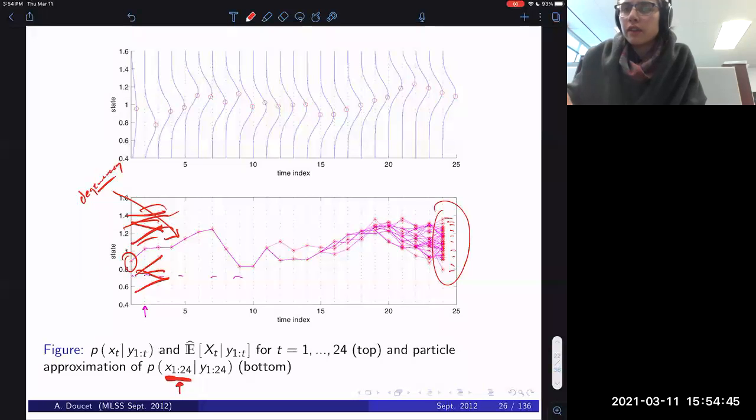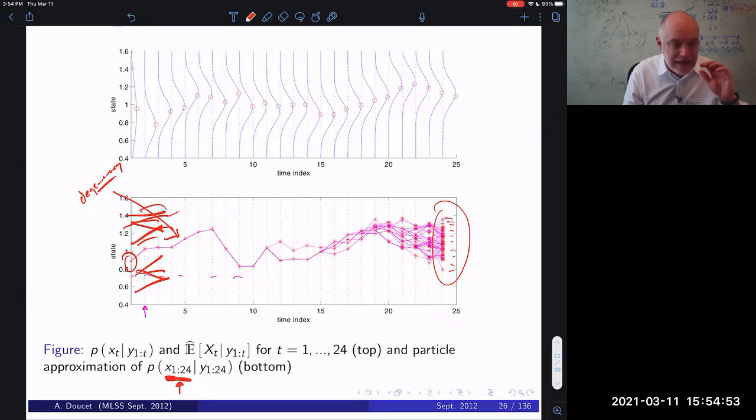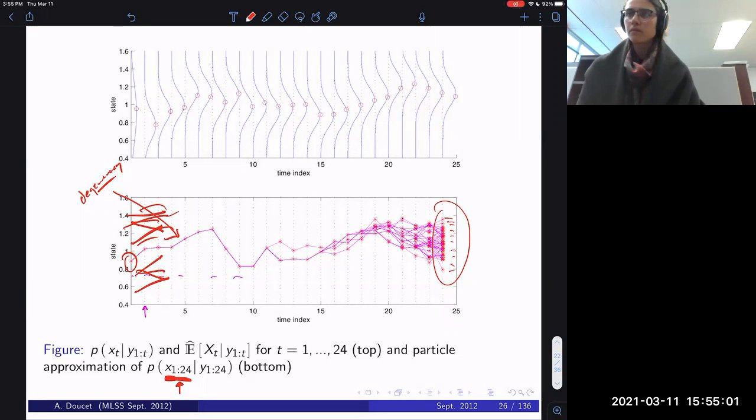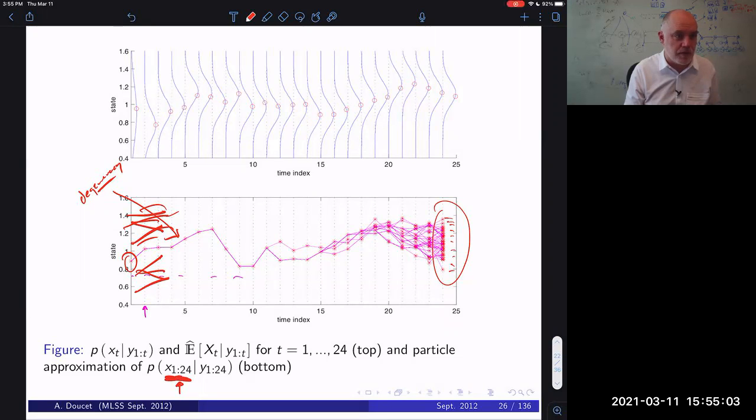So is it just an artifact of how it's being plotted that those don't show up after they've been killed off? It's an intentional artifact of how they're being plotted, because if you think of those things as existing, they are totally irrelevant for estimating or representing this posterior distribution. They are literally just wasted computation.